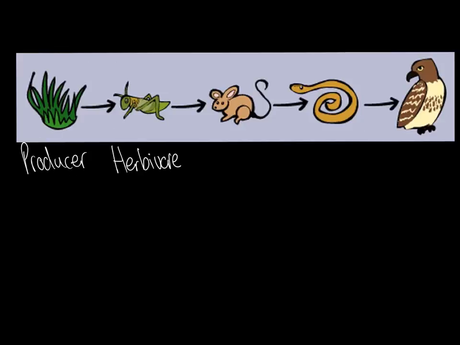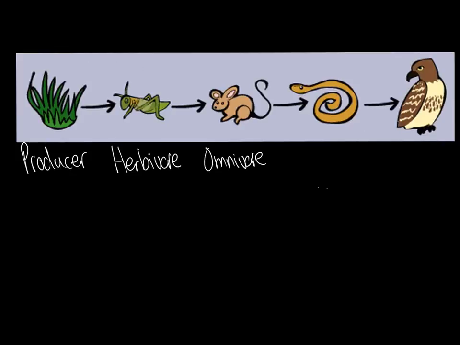What about the mouse? Great. Well, in this case, the mouse here is eating a grasshopper, so it's eating meat, which would be a carnivore. But we know that mice can also eat grass. So in this case, because the mouse can eat everything or all, we use the word omnivore.